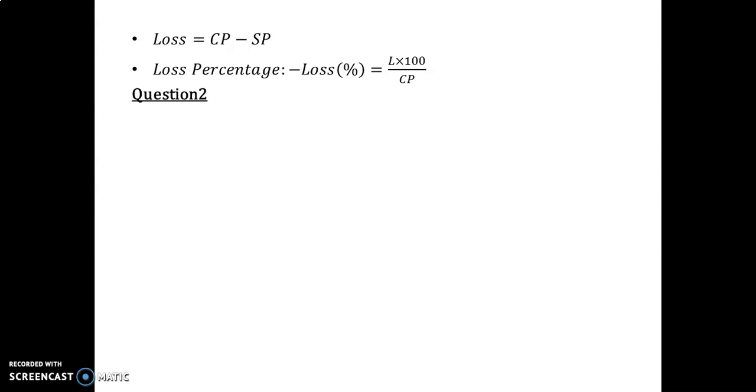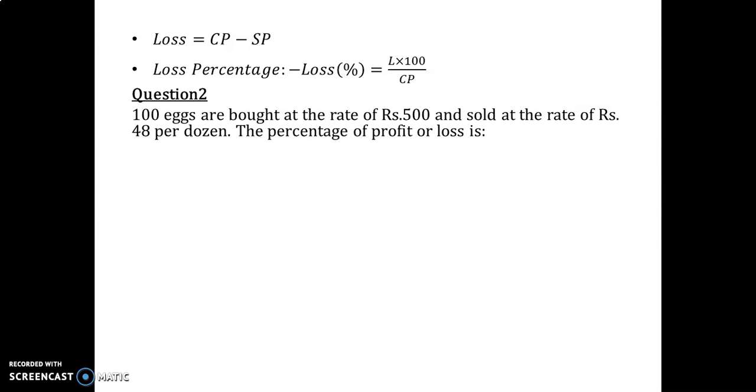So here we have one question. 100 eggs are bought at the rate of Rs 500 and sold at the rate of Rs 48 per dozen. The percentage of profit or loss is? Here we have our answer.